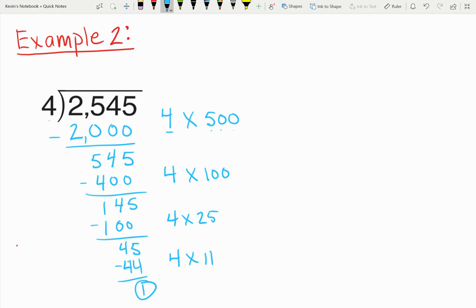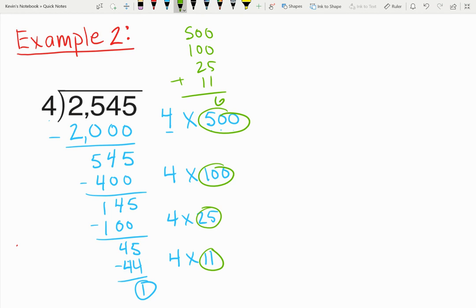Now, we still aren't finished. The different thing about partial quotient is you still have to add your partial quotients. I'll use a different color. I've got to add the 500, the 100, 25, and the 11. So I'm going to put that up here. I got 500 plus 100 plus 25 plus 11.